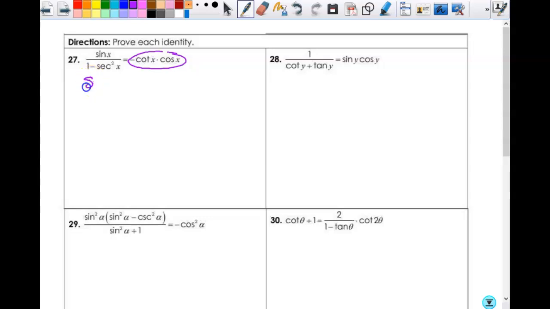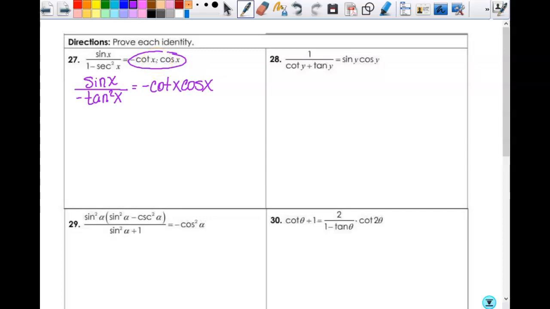I'm going to leave the numerator alone, so this is sine x over 1 minus secant squared. If you look on your chart, tangent squared plus 1 equals secant squared. So if I'm going to do 1 minus secant squared, I have to subtract tangent squared over, so that would be a negative tangent squared x equals, and then I have to rewrite the right-hand side. Also, don't let these dots confuse you. It just means multiplication. I don't even write them.